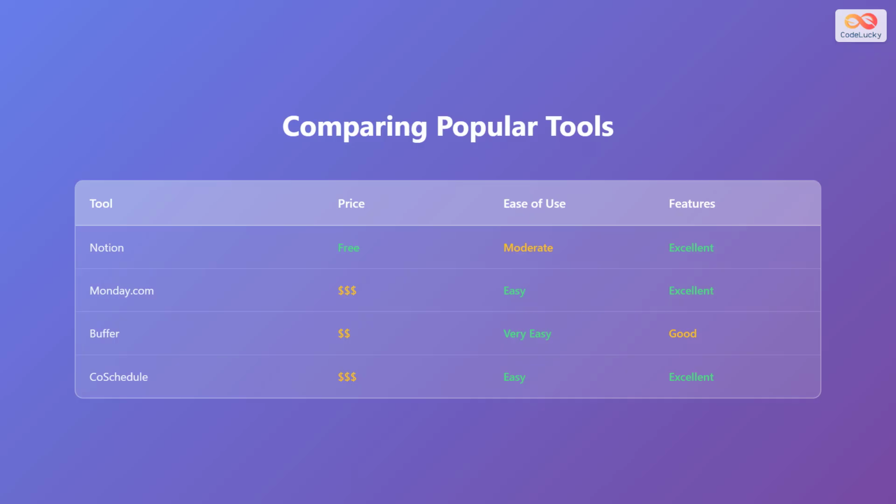Now let's compare these tools across important dimensions. Notion is free to start, has moderate ease of use, but offers excellent features. Monday.com costs more money, is easy to use, and provides excellent features. Buffer costs less than Monday, is very easy to use, but offers good rather than excellent features. CoSchedule also costs more, is easy to use, and provides excellent features. Choose based on your budget and how much complexity you can handle.